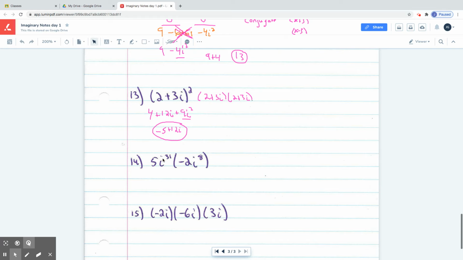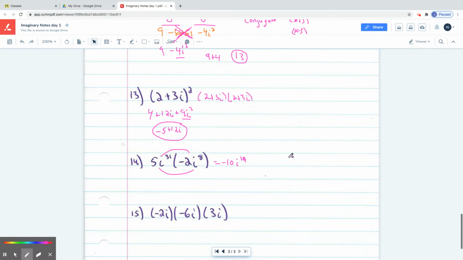All right, last two. So with this one, we're just going to multiply these. So 5 times negative 2 is negative 10. i to the 31st times i to the 8th is i to the 39th. Just add the exponents just like you normally would. So what I want you to do is take a second now and see if you can figure out what i to the 39th is equal to in the cycle of i.